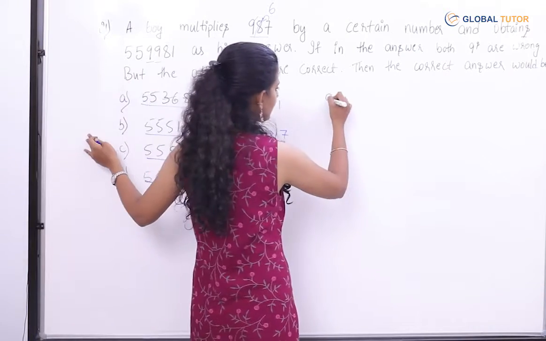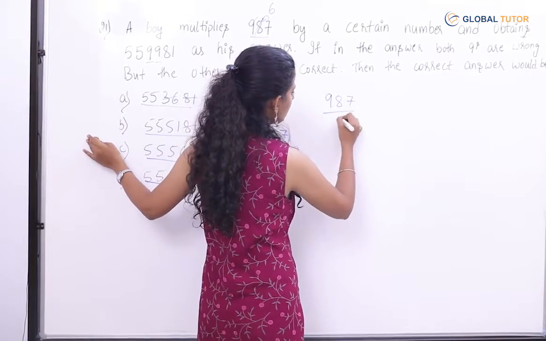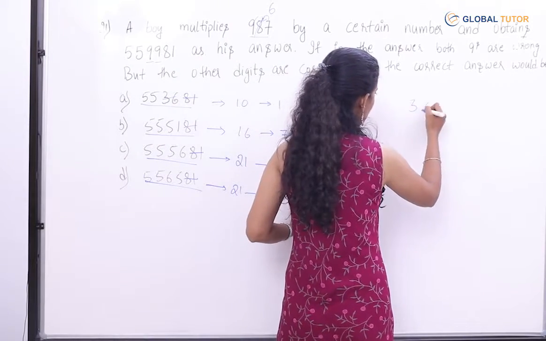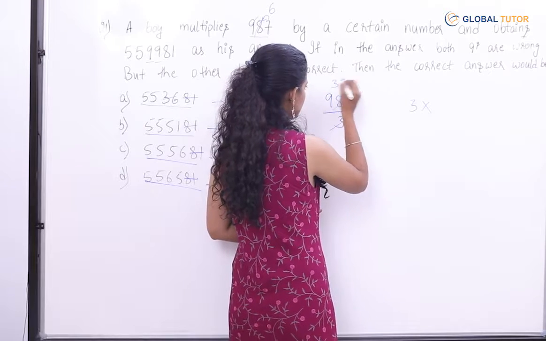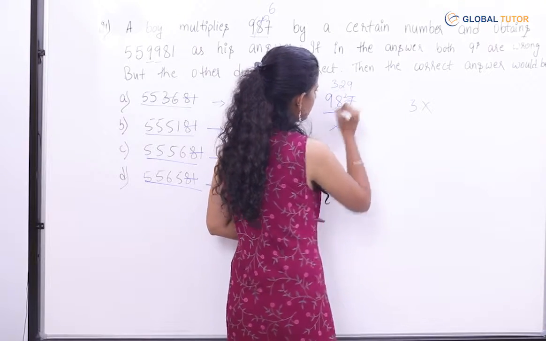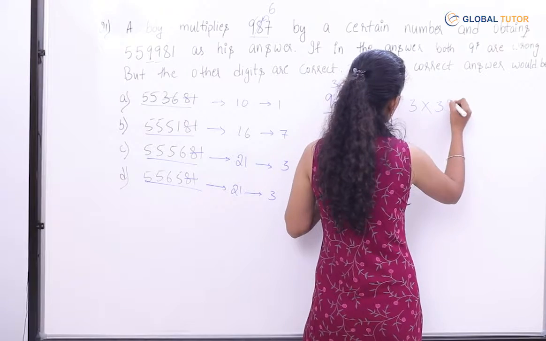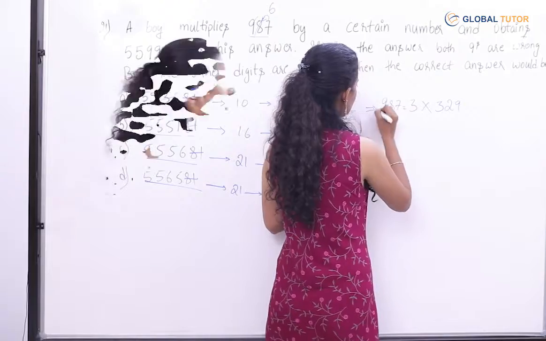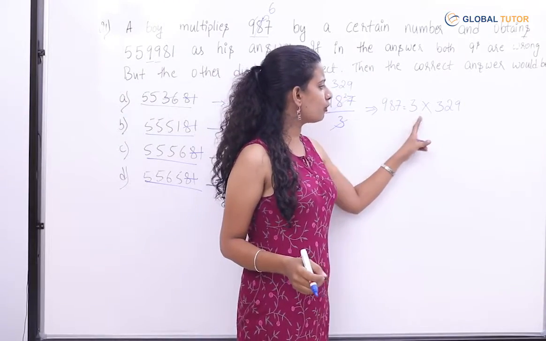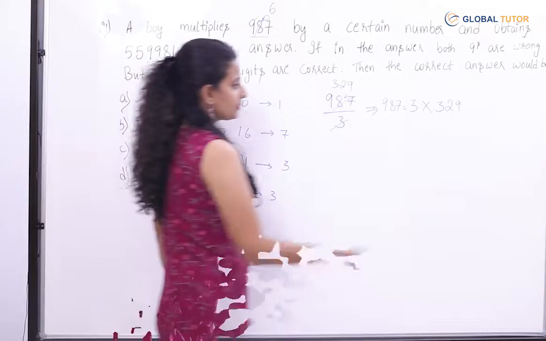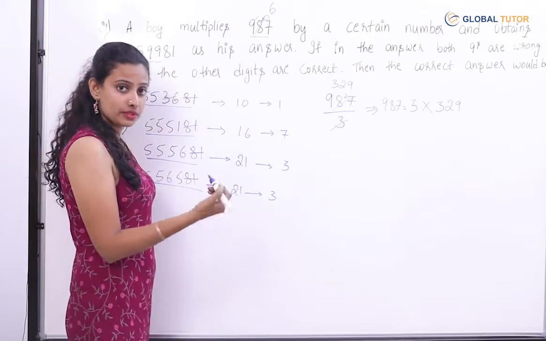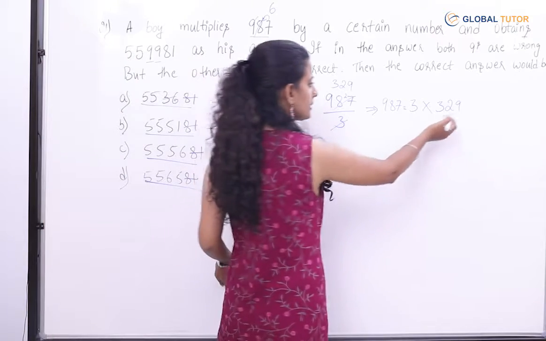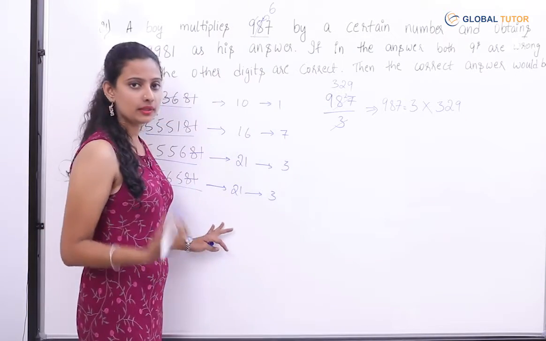Since 987 is divisible by 3, you can write 987 in the form of multiples of 3. So 3 3s are 9, 3 2s are 6, 3 9s are 27. So 3 into 329 will be 987, right? Now we are writing 987 in the form of multiples of 3. Because here we got 2 options which are divisible by 3, we have to find some other factor wherein the divisibility can be checked for number 329.